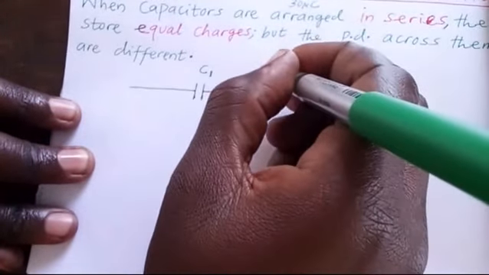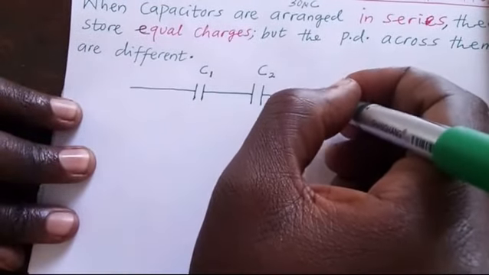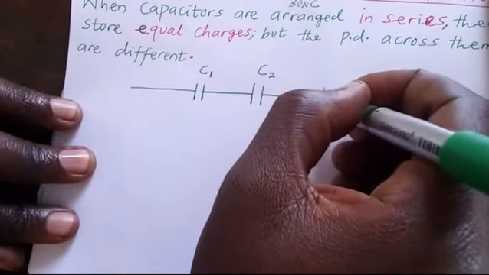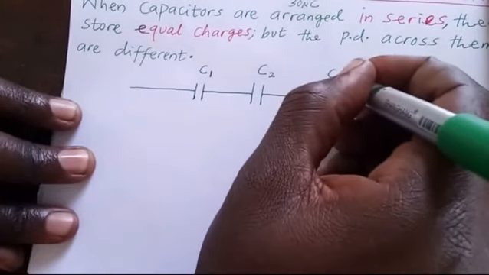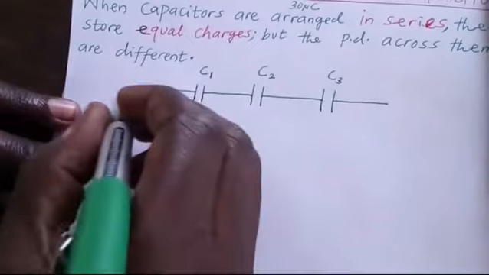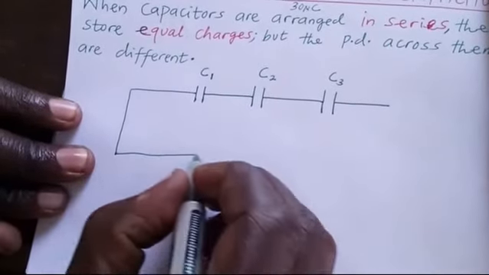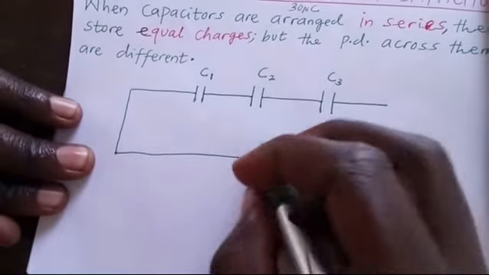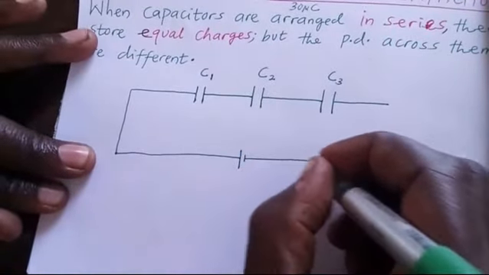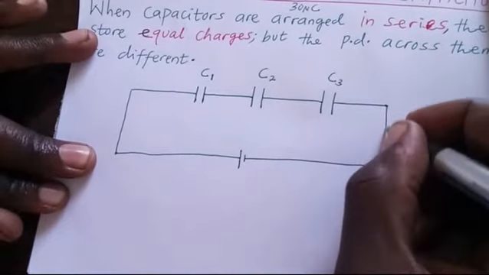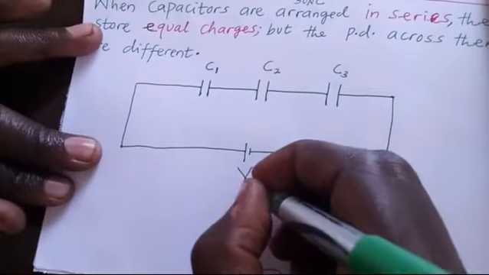And then I have the second one, with capacitance value C2, and then I have the third one with capacitance value C3. Okay, let's say they are now connected to a battery source. If they are connected to a battery source, and here is the voltage of the battery.